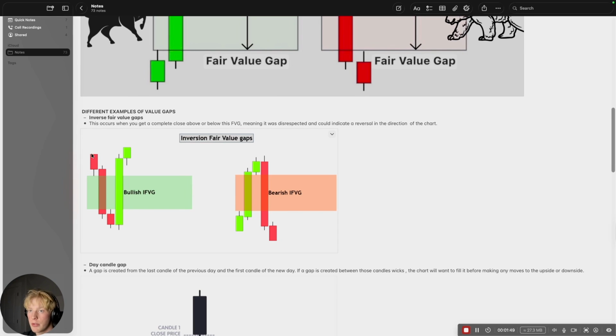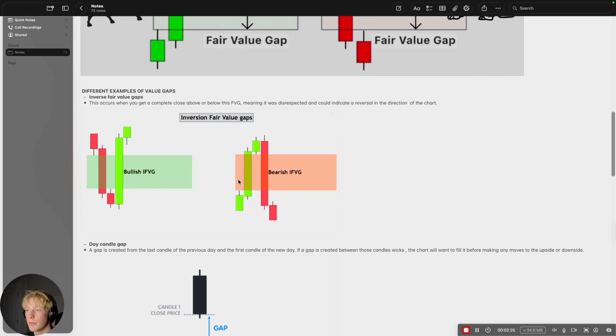All right. So now inverse fair value gaps. Inverse fair value gaps are fair value gaps that have had an opposing candle. So if it's a bearish fair value gap, and you have a bullish candle's body that closes all the way through the fair value gap, this is now known as an inverse fair value gap. The importance of this is it can be used just like a normal fair value gap, but since bulls ran through it, it's now going to be used as a bullish fair value gap.